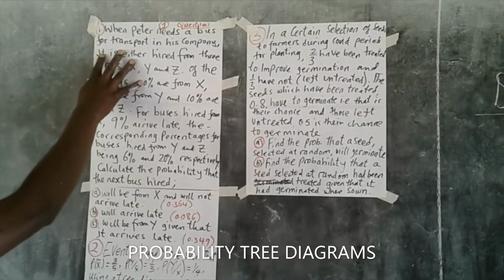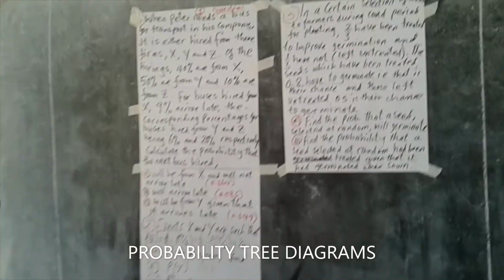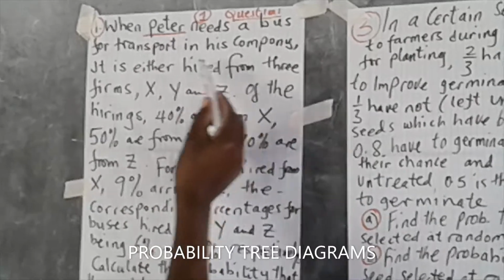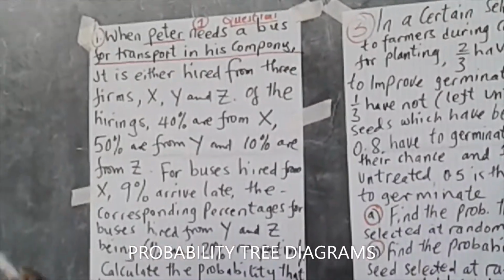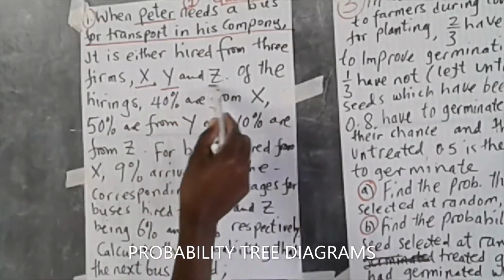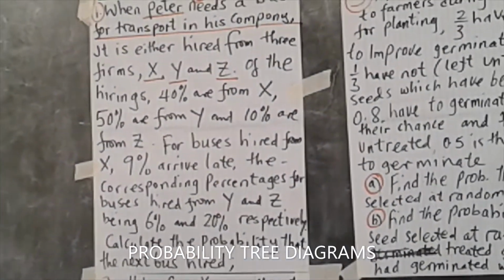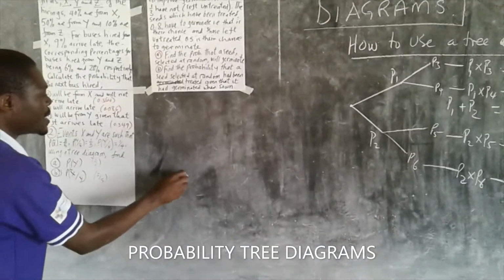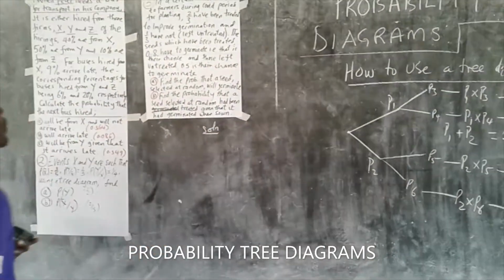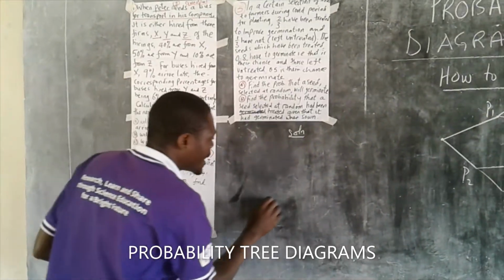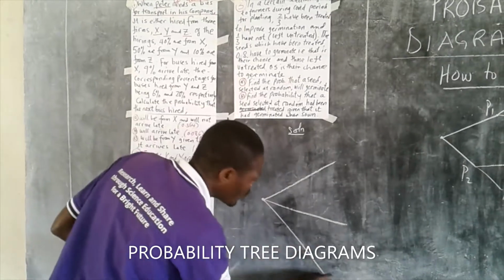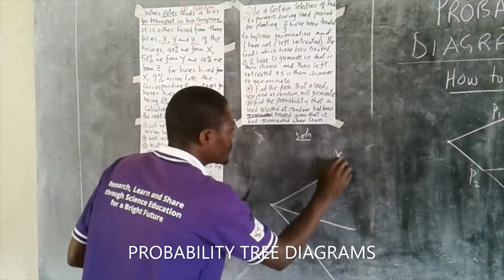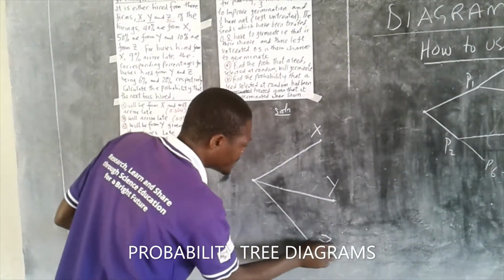We have question number 1, which says that when Peter needs a bus for transport in his company, it is hired from companies X, Y, and Z. So we have 3 companies X, Y, and Z. It means that if Peter needs a bus, then it must be from 3 companies. Now, if we are to draw a tree diagram, you have to first get a company. Peter needs a company. That one comes first on the tree diagram. And we have 3 companies, X, Y, and Z.